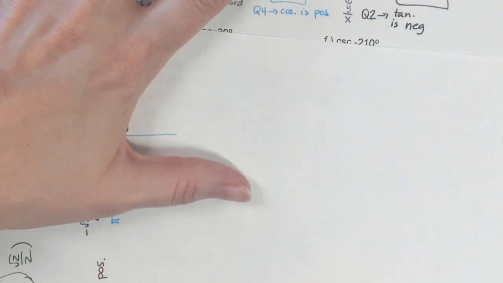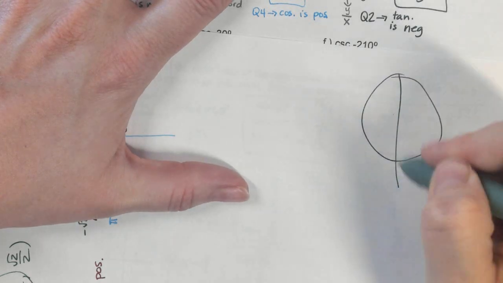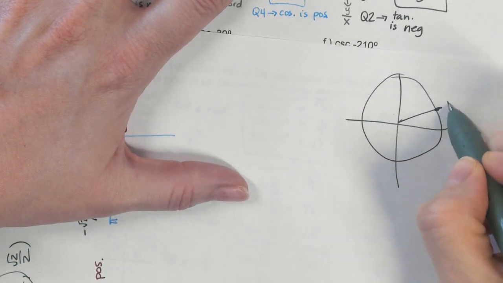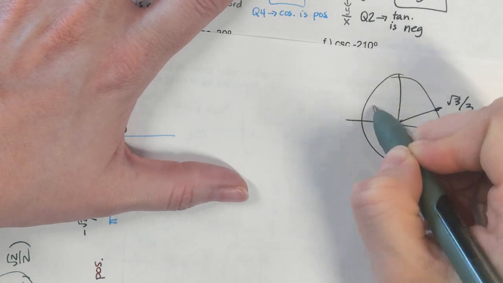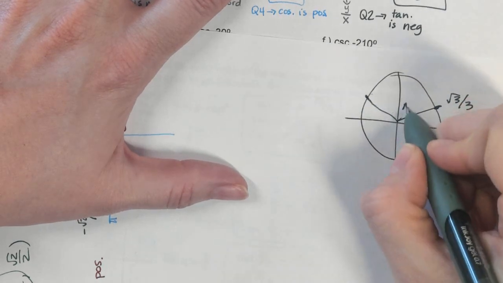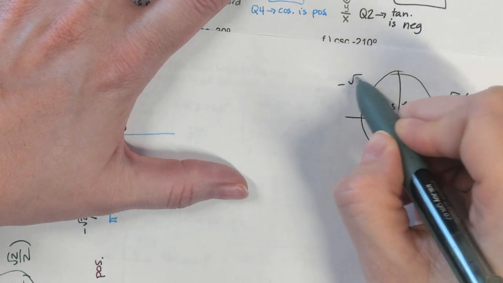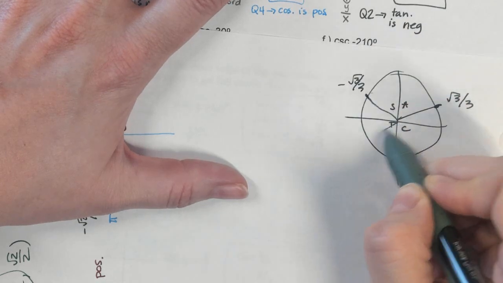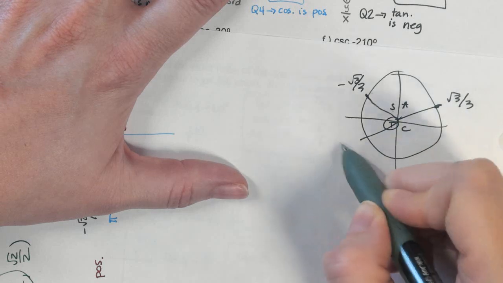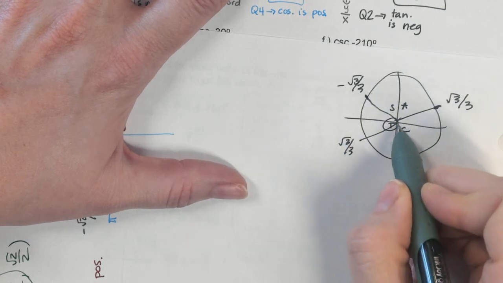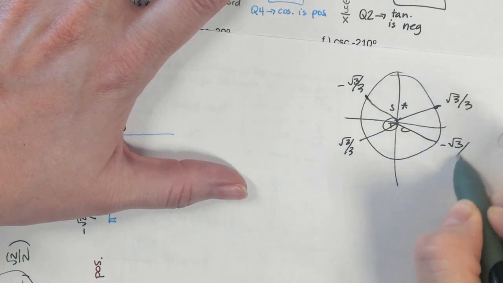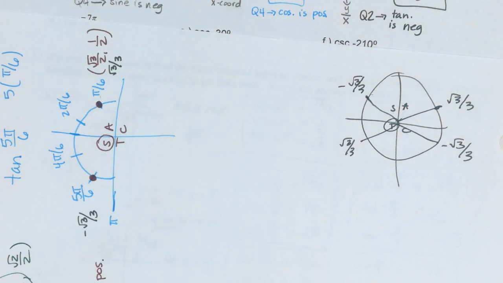So again, when you're thinking of it, you know that this is root 3 over 3. Use your All Students Take Classes. You could do this anywhere. So this would be negative root 3 over 3. And this one, the tangent is positive, so it's root 3 over 3. And this one, it would be negative root 3 over 3. And that changes depending on what function you have.